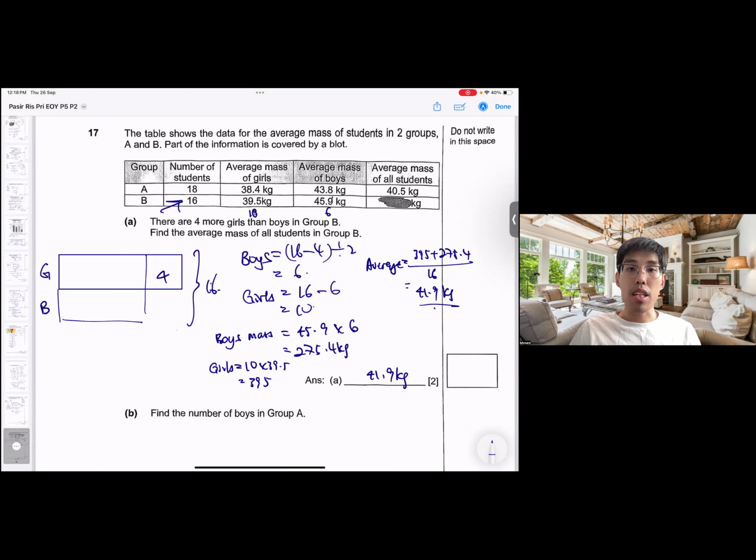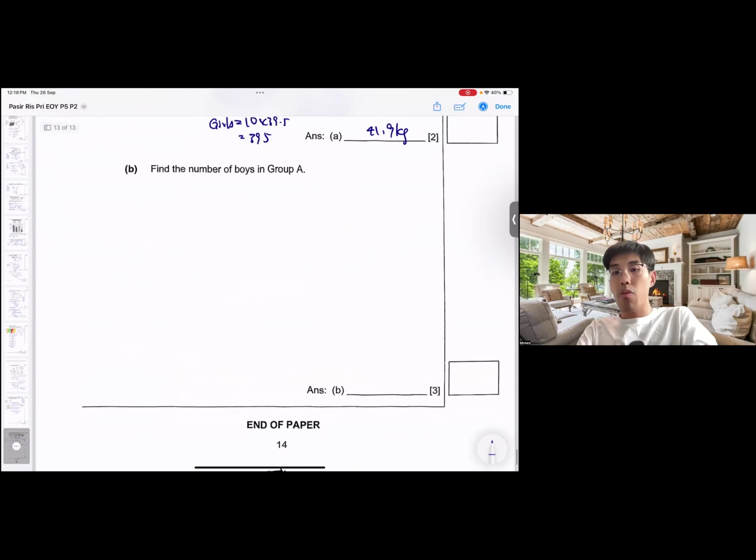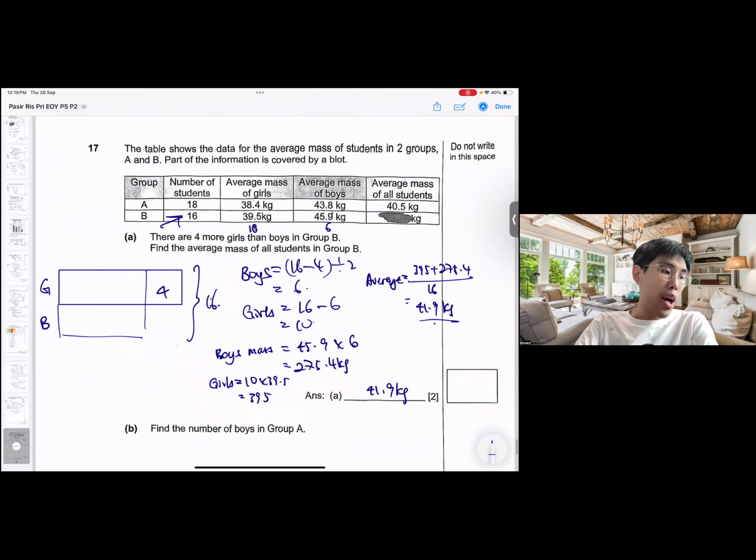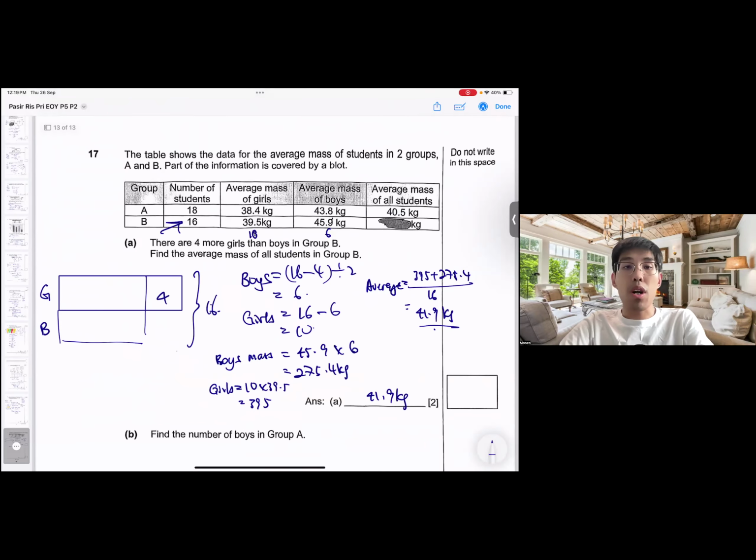Number of boys in group A. Average mass of students is, okay, 80 students, 38.4, 43.8, 40.5. This one is the interesting part. That's why it's 3 marks. We are only given the averages, so we need to go and find the people. Okay, so how can we do so?